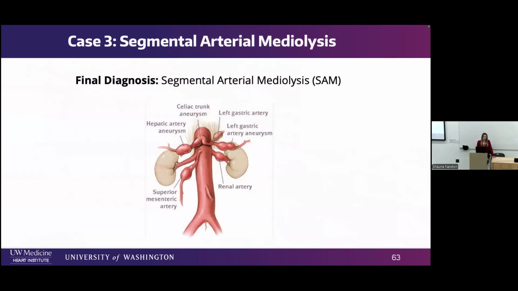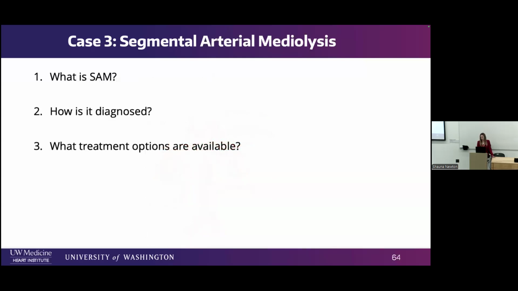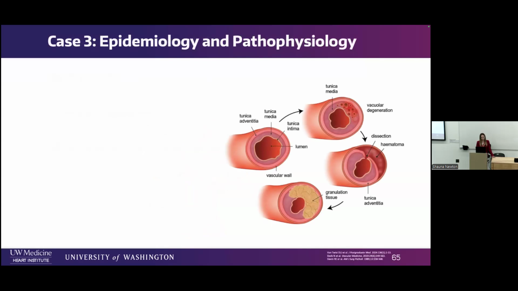So this patient's final diagnosis is segmental arterial medial lysis. This was a diagnosis that I'd actually never heard of until about a month ago. I had a clinic patient that had the same disorder, and I asked the echo lab if they had ever heard of this, and we found another patient case. And so you might have similar questions that I had a few weeks ago. It's abbreviated as SAM. What is SAM? How is it diagnosed? And then how do we treat this?